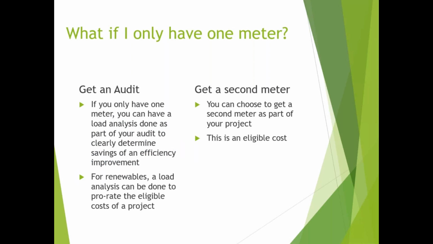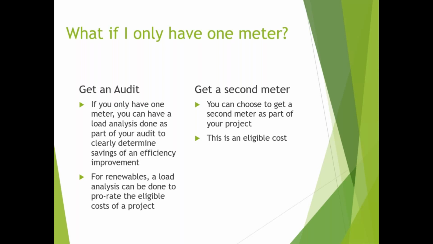Good. Another unique question we get: what if I only have one meter? This is really common with farms that have both a residence and their own operation. There's typically only one meter. Often what's required in this case for energy efficiency projects is that you get an audit, or a load analysis, to determine what is used by the residence and what is used by the farm. And if you only have one meter, often as part of the project, you'll put in a second meter so that you really know what the farm is using versus what the residence is using.